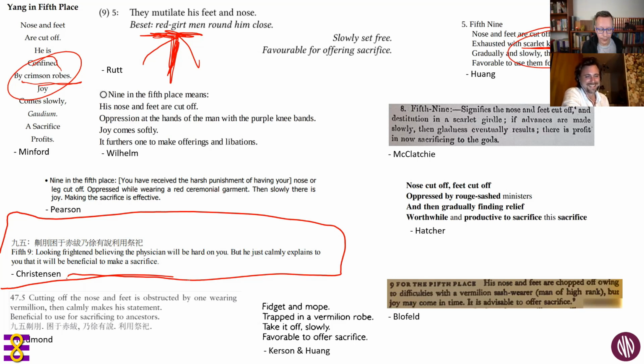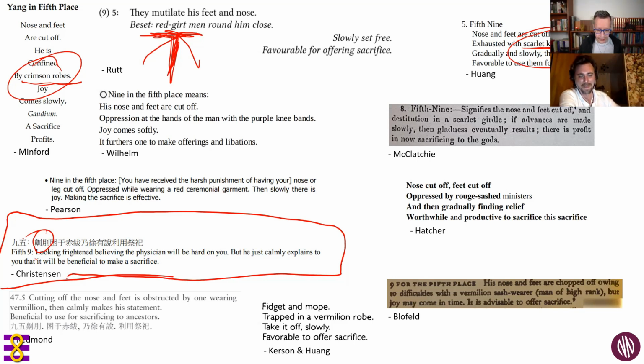Looking frightened, I can understand, because these first two characters, which mean cutting off the nose and cutting off the feet, are also used in certain books with the meaning of frightened appearance. That's what the Hanyu Dacidian dictionary says, and I can live with that. By the way, that dictionary is one of the main sources for Lars Bo Christensen, and that is exactly what leads to this error. So anyway, I thought, where does this physician come from?